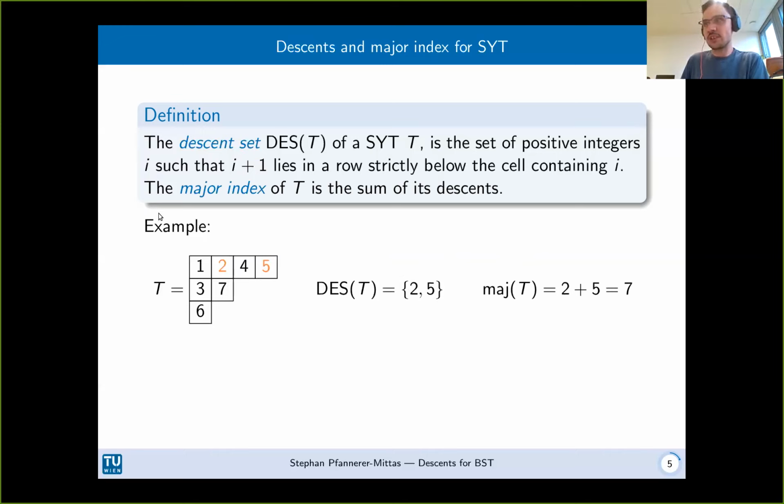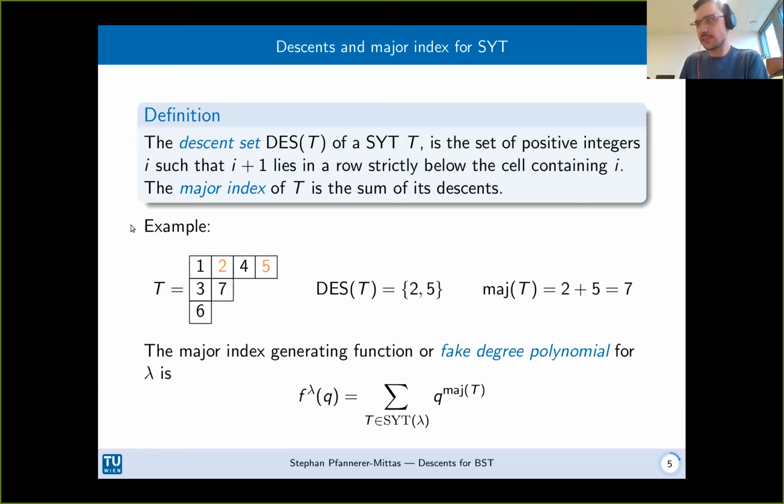And of course, we are interested in generating functions. So we look at the sum over all standard Young tableaux of a given shape and calculate q to the power of the major index of each tableau, add all these up, and this is what we call the major index generating function. This is also known as Lusztig's fake degree polynomial, and we denote it with f lambda of q.